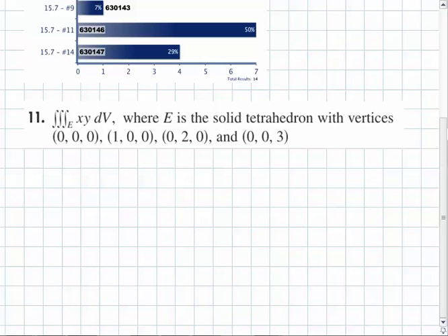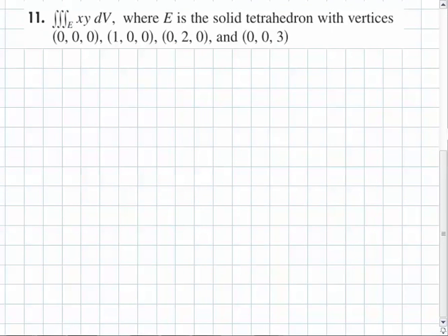Graph the shape? Yeah? It's nice. Up, over, and at an angle. So what are our vertices? (0,0,0), (1,0,0), (0,2,0), and (0,0,0).